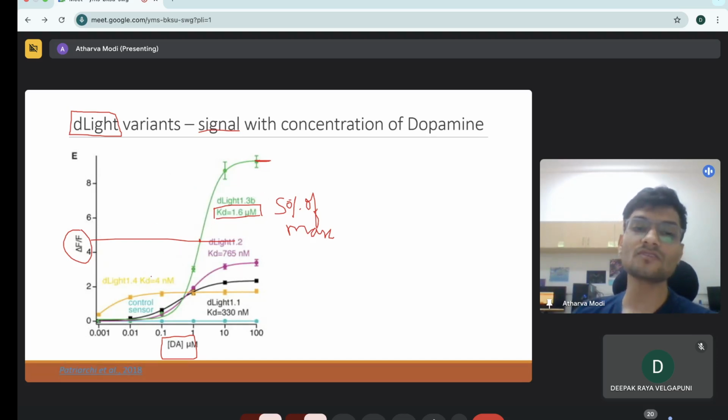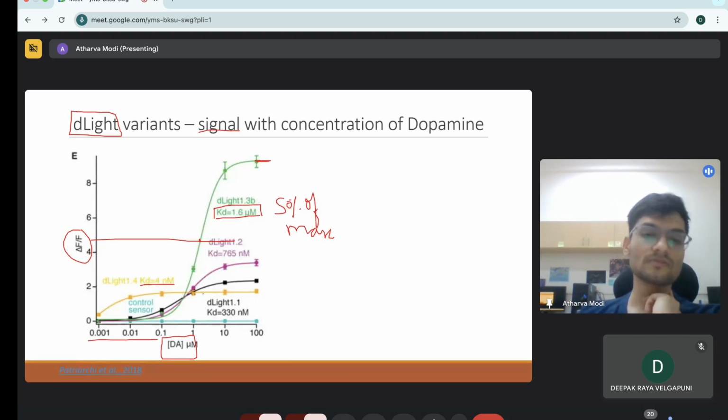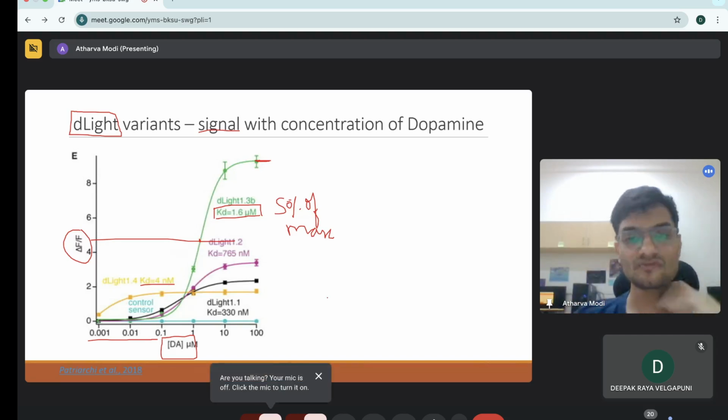These are different variants of protein which show different KD, and the higher the KD, the lower the affinity for ligand. So if you want to measure in the lower range, you need a very low KD. With dLight 1.3b, you can't measure these ranges of concentration, but with dLight 1.4, you can measure these ranges, but you can't measure those. So this guides the choice of the sensor that you want to use.